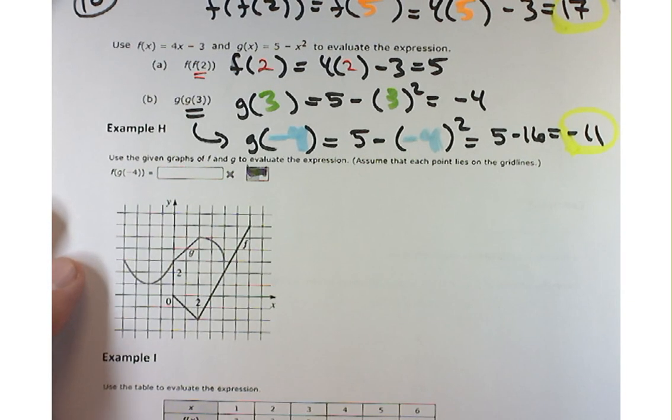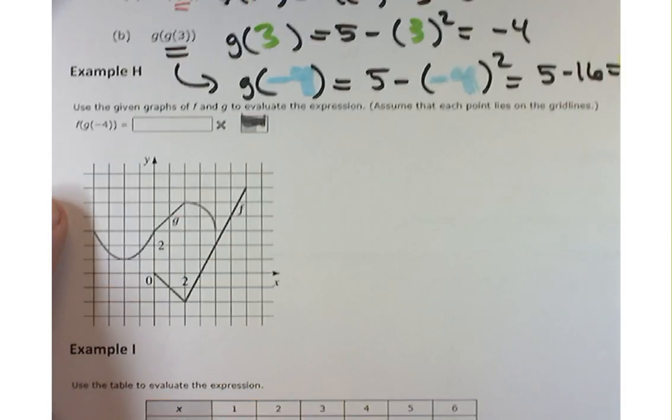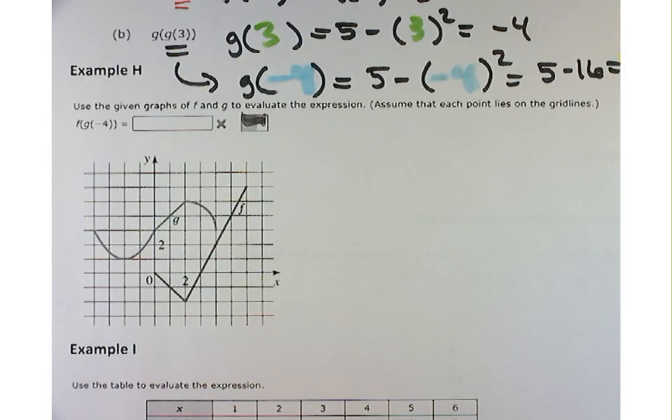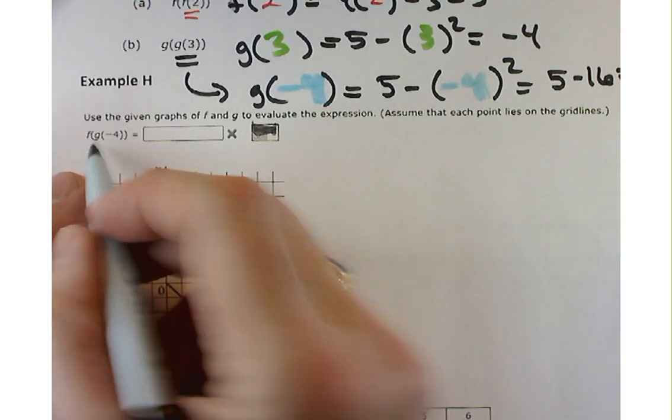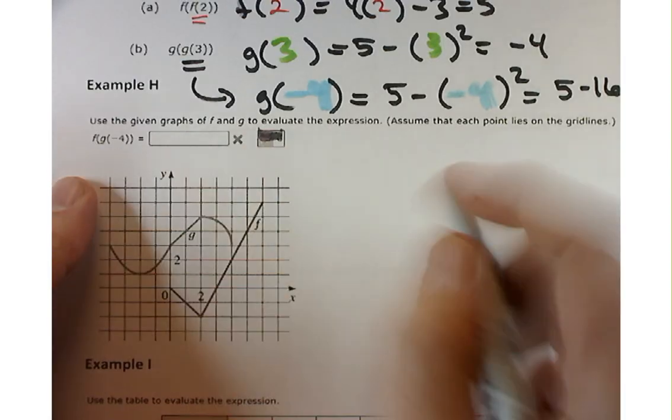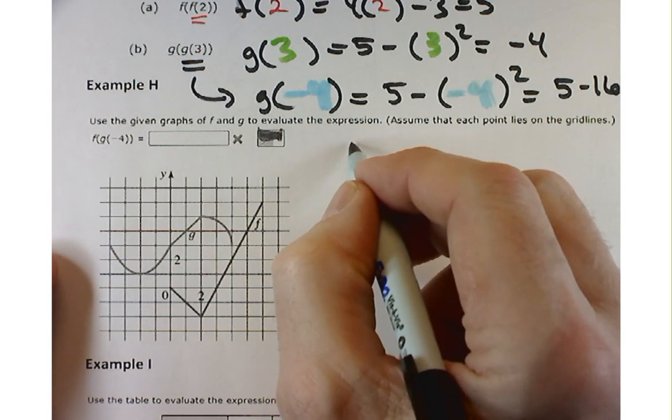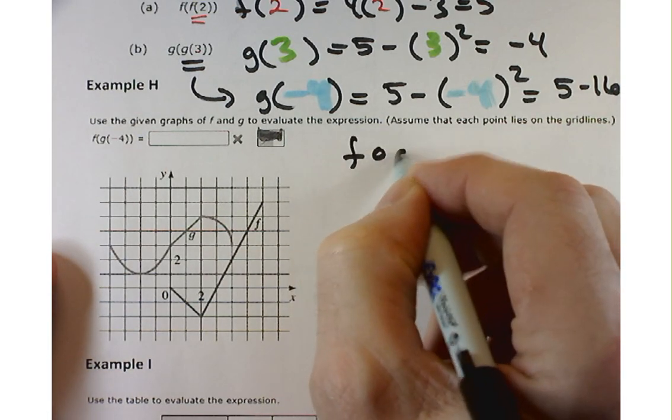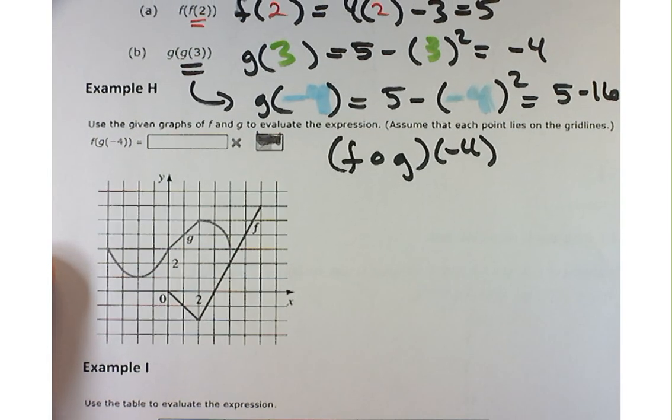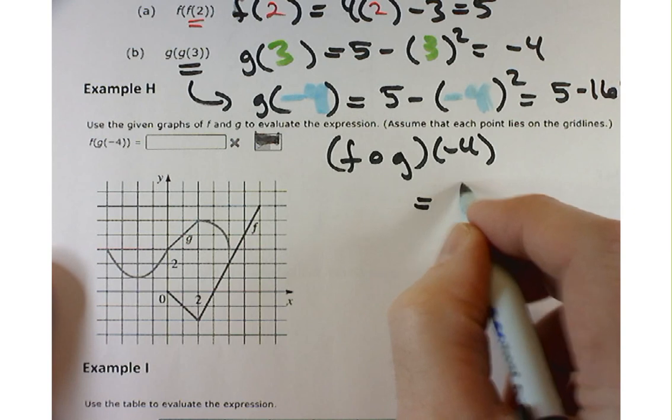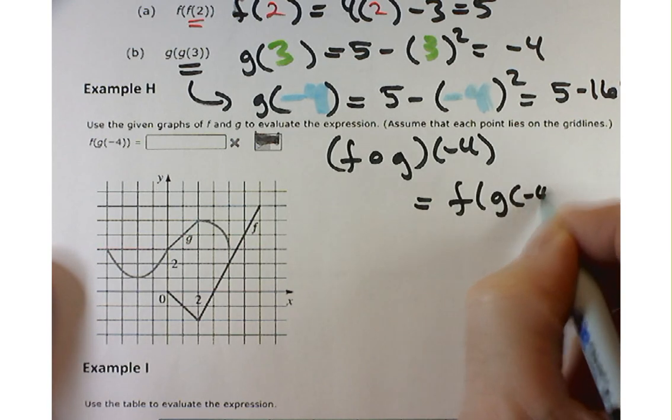All right, getting near the end here. I like this one because you can't do this one with just, say, photo math or anything like that. You actually have to do this one. It's asking for f of g of -4. This notation, by the way, also goes by another notation. You could write that as f composed with g of -4, and that's fine. It means the same thing as f of g of negative 4.